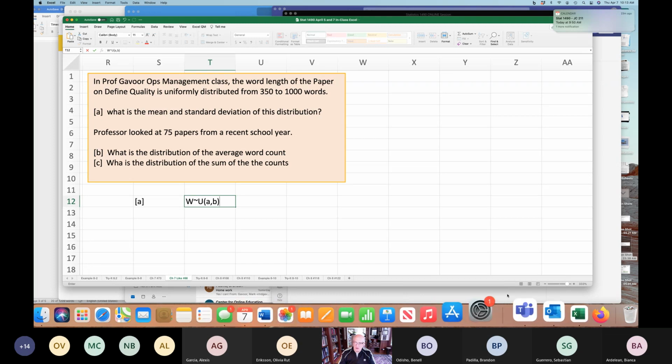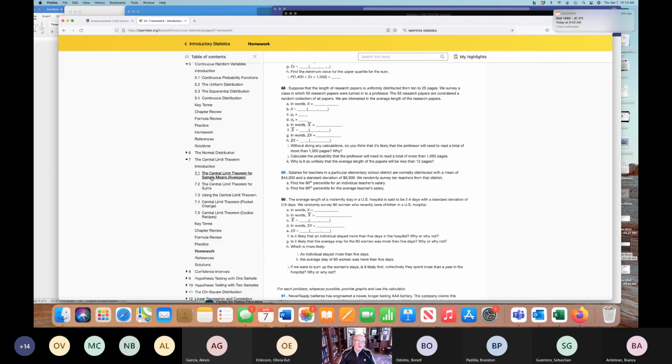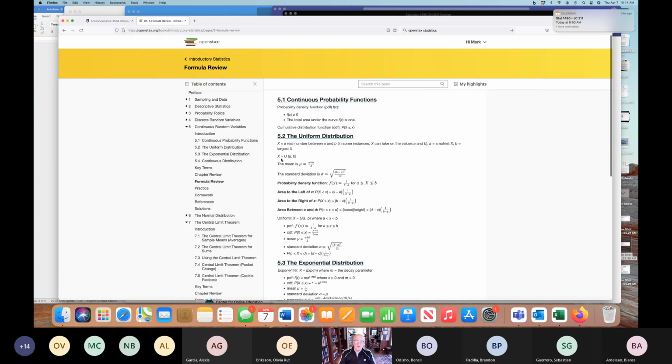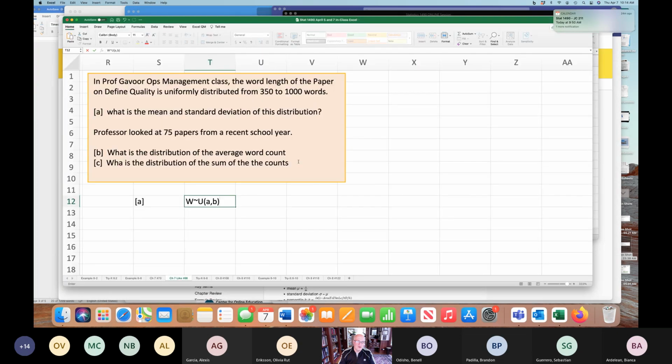So if we went to the chapter, you have to actually kind of remember, here's the uniform distribution, continuous random variables, formula review, uniform distribution, A, B. So what's my lower limit and upper limit? So in this case, what is it? 350 and 1,000. That's pretty good. I like that. We're getting there. So it's uniformly distributed with parentheses 350 to 1,000.